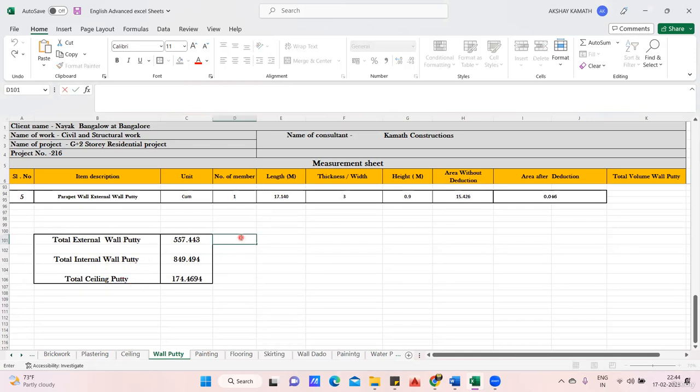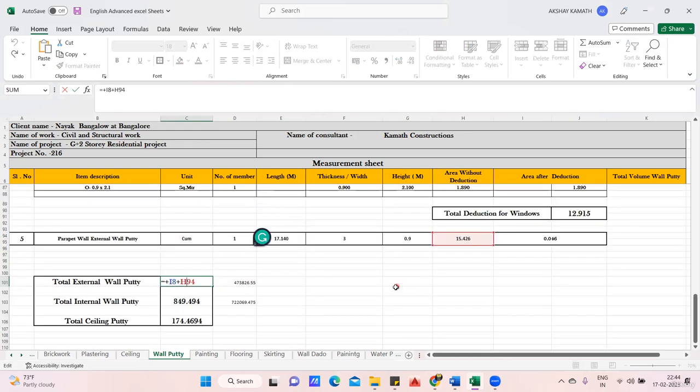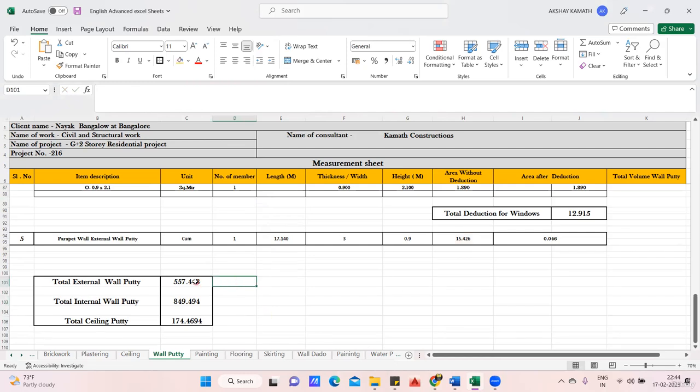So what I'll do, I'll come here. This answer I'll multiply by 850. So I'll get this one. Then this answer total multiply by 850. I think we're getting a very huge number. Wait. Total external wall putty. Area I'm getting. No, wrong. I mean, wrong in the sense, I'll tell you. See, this is the area I got. So I want volume now.